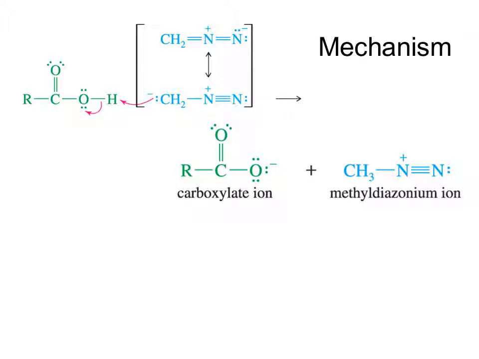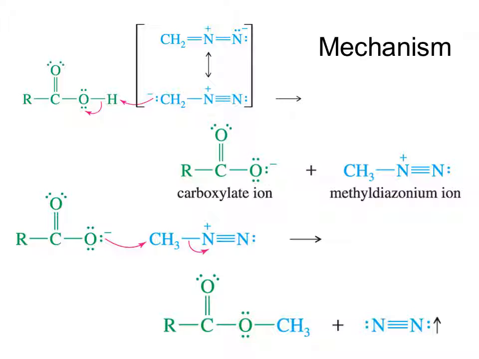You still have a molecule with a charge with your methyl diazonium ion. So your carboxylate ion can act as a nucleophile and undergo an SN2 reaction where it takes the methyl group off, generating your nitrogen gas and your desired ester.